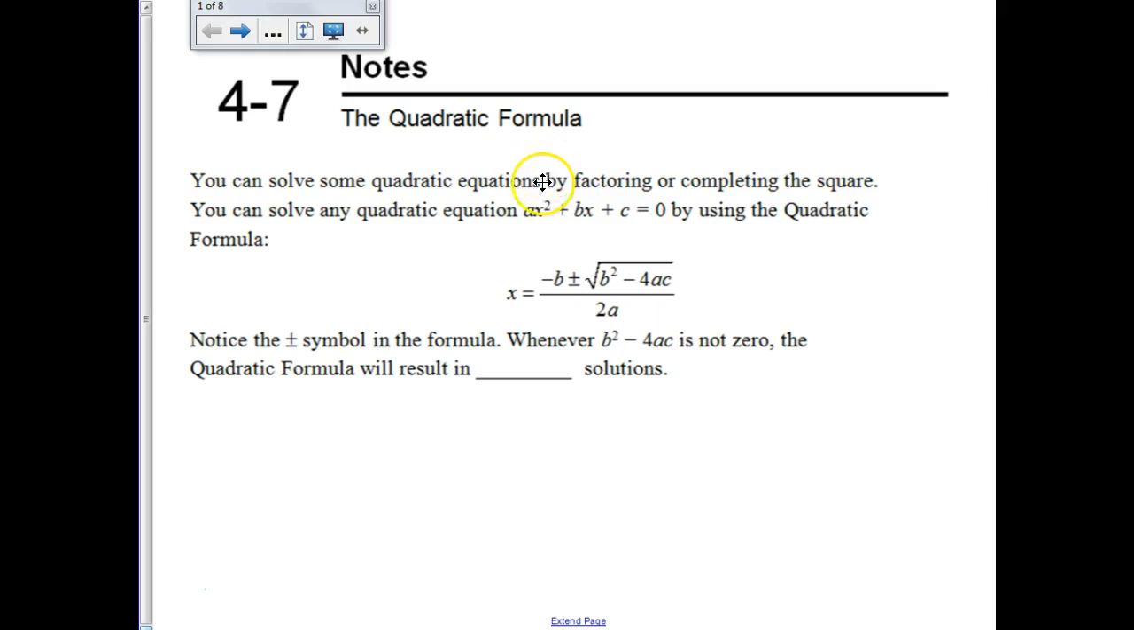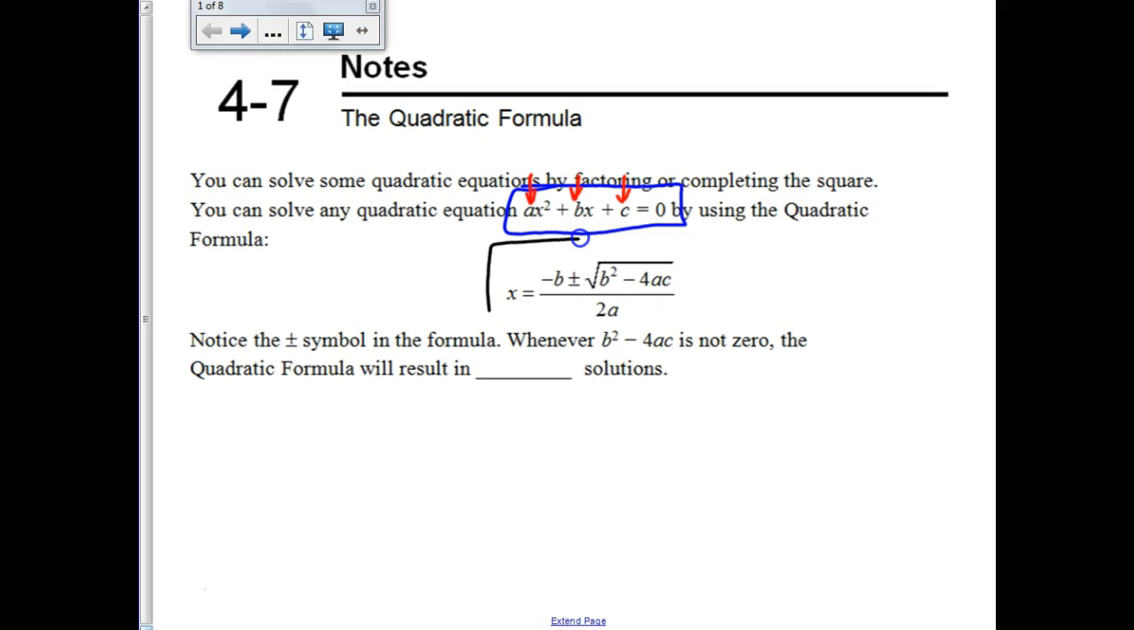So the first thing we have to do is get our quadratic in standard form, which means all variables and constants have to be on the left-hand side, and then it has to say equals 0 on the right-hand side. Once you are in standard form, you're going to be able to identify the A, the B, and the C, because they are the coefficients to your quadratic equation. C is the constant value.